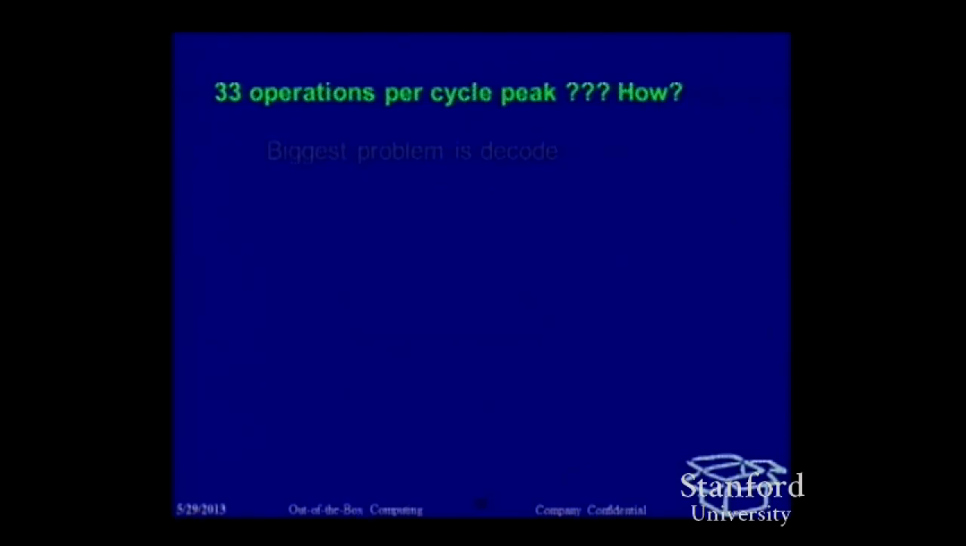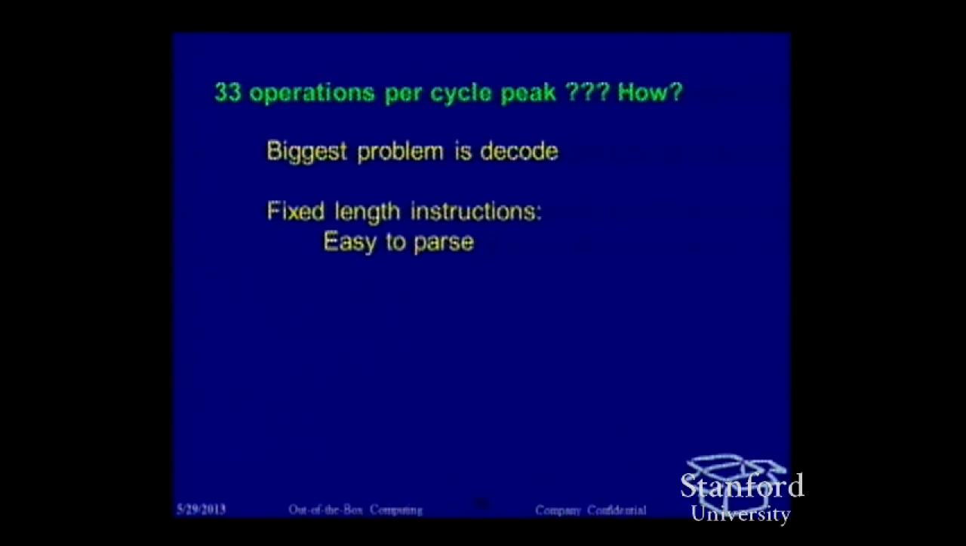So, if you're going to try 33 operations per cycle, peak, how are you going to do it? Well, of the various possible bottlenecks within the machine, by far the biggest problem is decoding this stuff. There are two basic models for instruction layout. You can have fixed format instructions, where every instruction is the same length, your typical RISC instruction set. They are dirt easy to parse. You just drop the thing into a decoder, and the next one into a decoder, and the next thing in the decoder, and away you go.